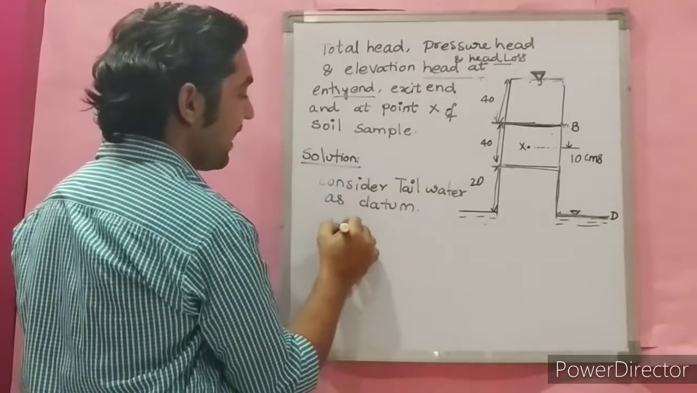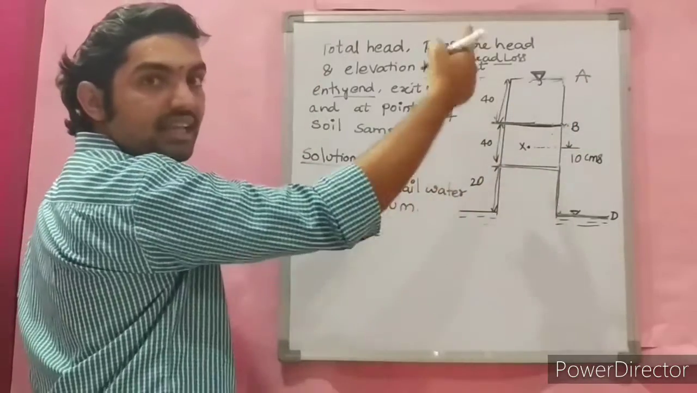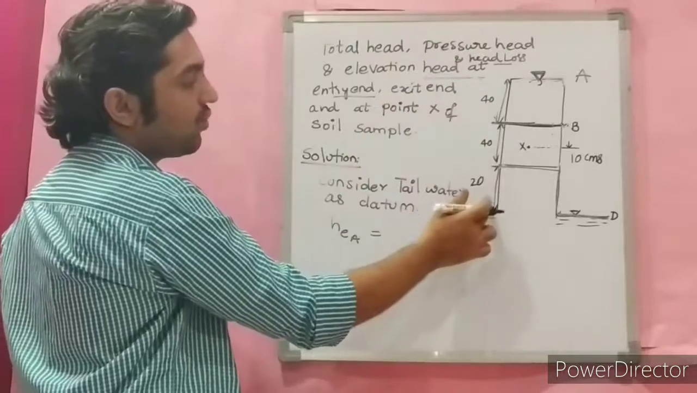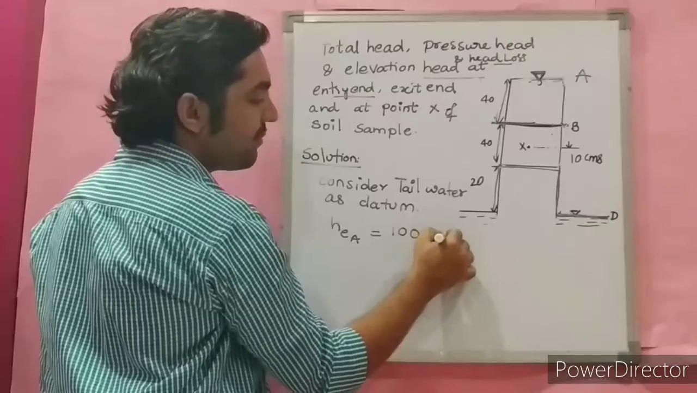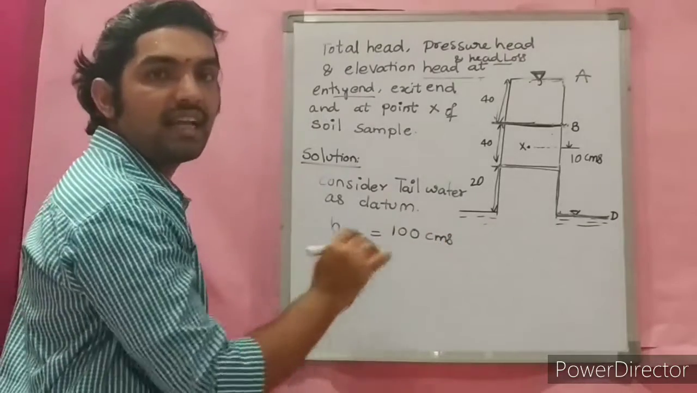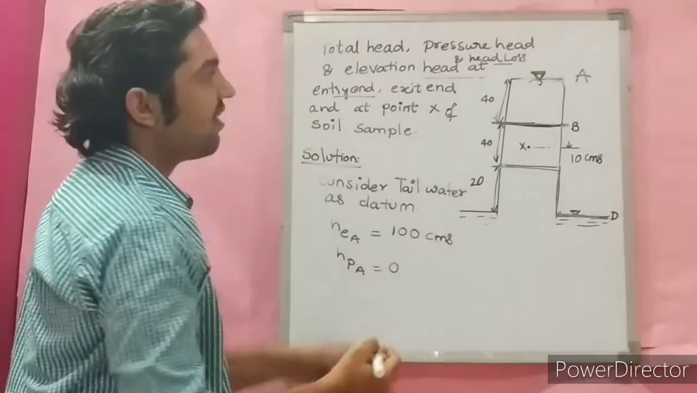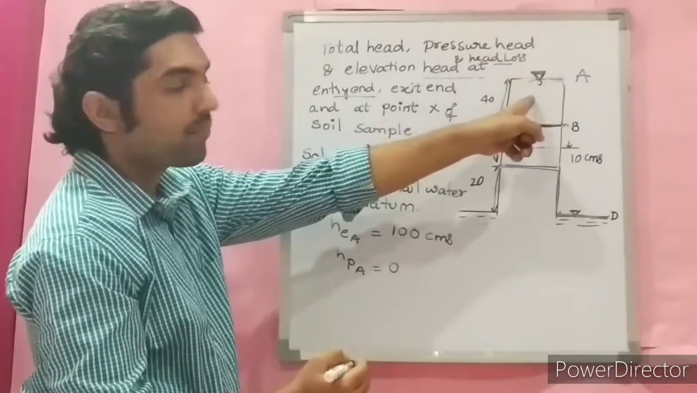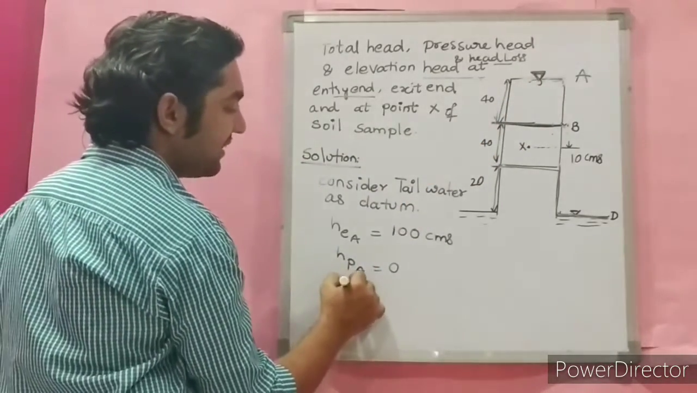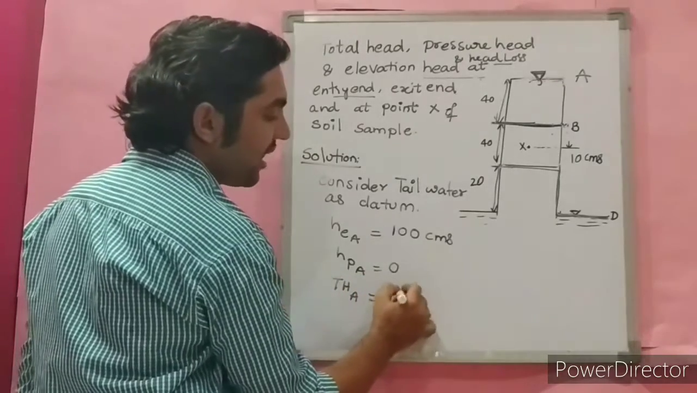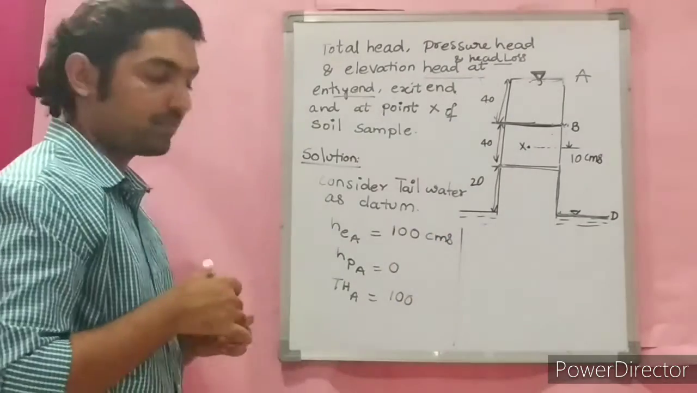Then elevation head at A. This is point A. Elevation head at A means height: 20 plus 40, 60. 60 plus 40 is 100. 100 centimeters. This is elevation head at point A. Pressure head at A is 0. Why? Because water mark itself is at the point A. Hence I can say that pressure head at A is 0. Total head at A is summation of pressure head and elevation head: 100 plus 0 is 100 centimeters. This is at point A.